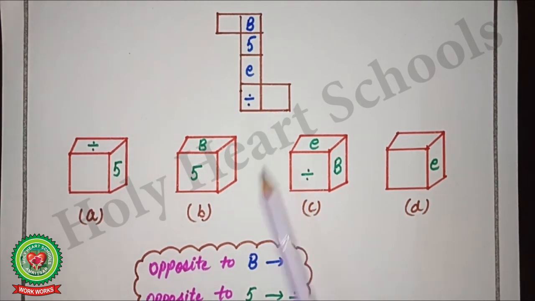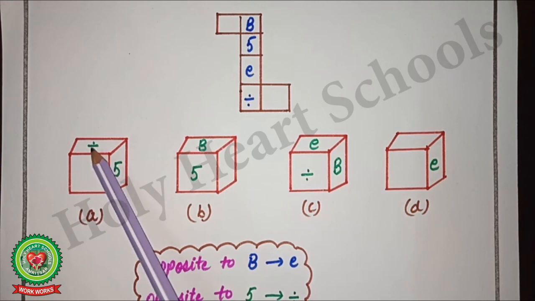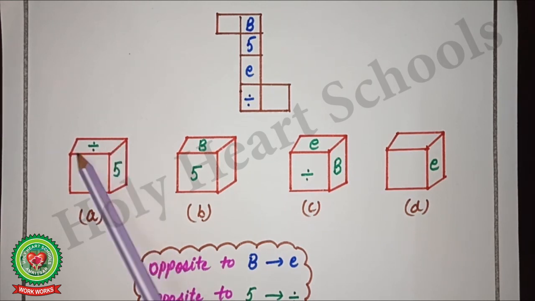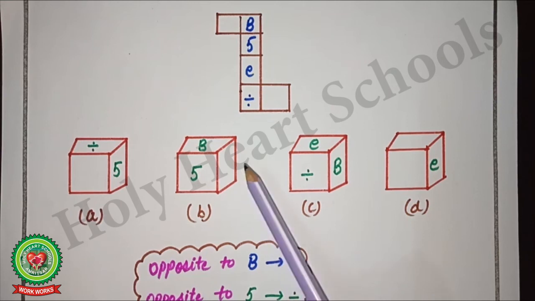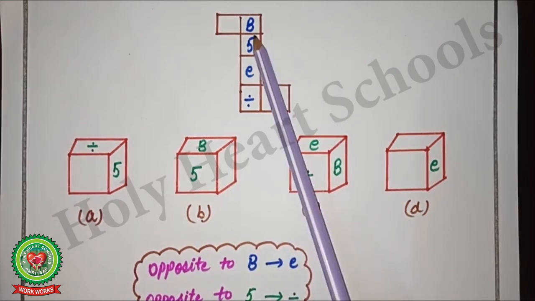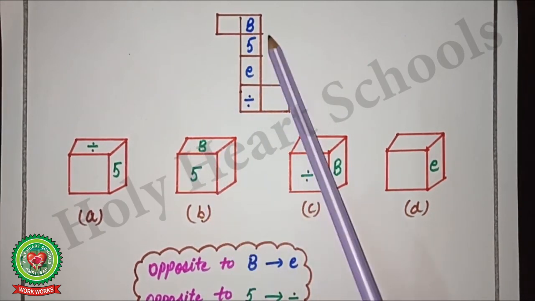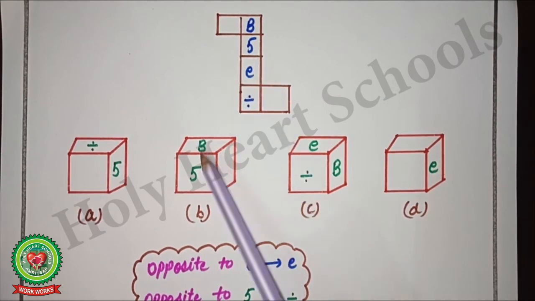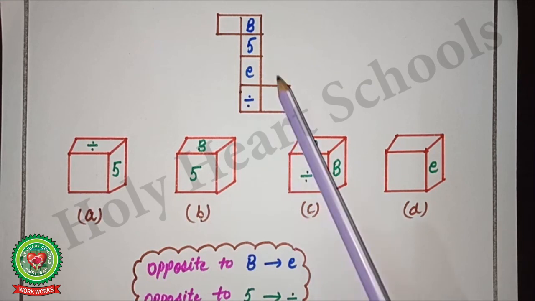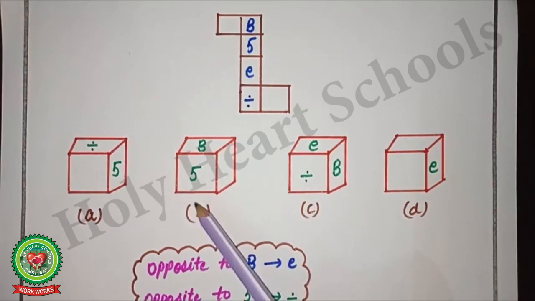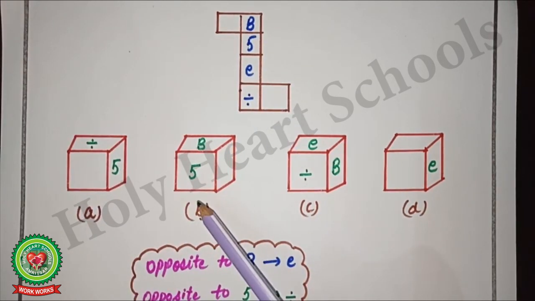Now, in the first option, the division sign is on the upper side, right? So after the division sign, you should get B here, but B is not given. So that means this will not be our answer. Next, we have B. B is there, and after B you will have 5, and after 5, down here, you will get E, which is opposite to B. So that means this will be your answer, right?